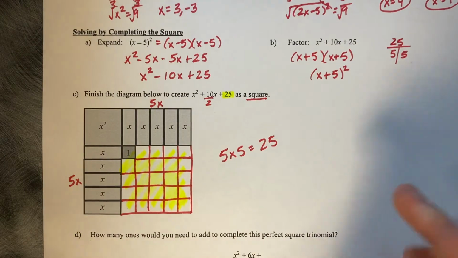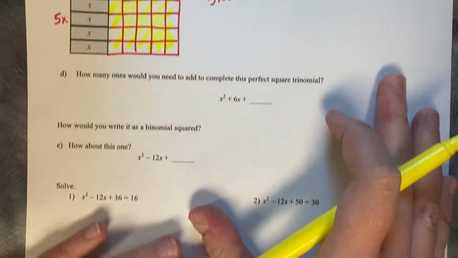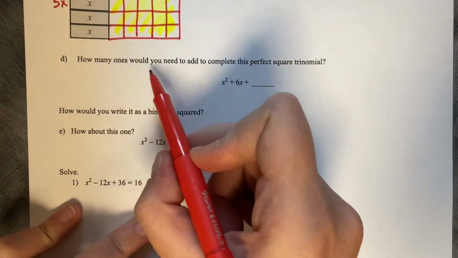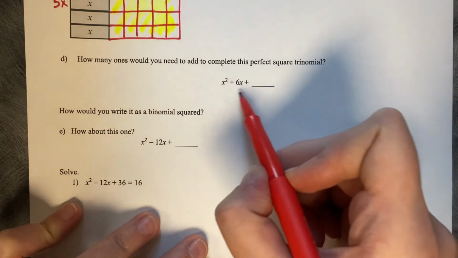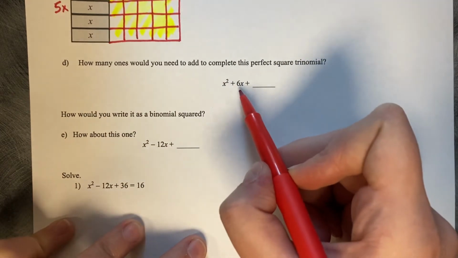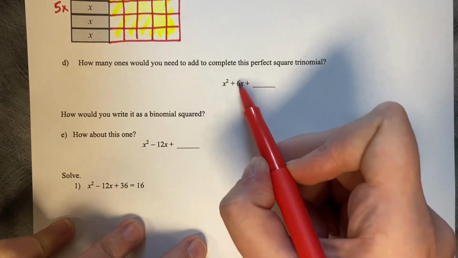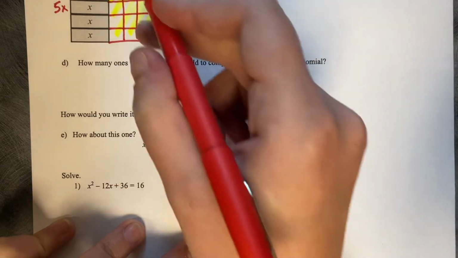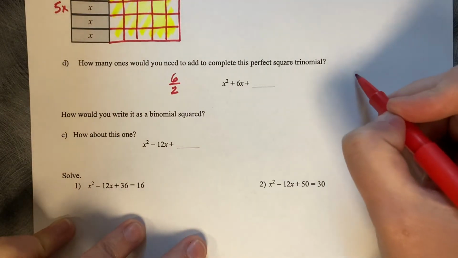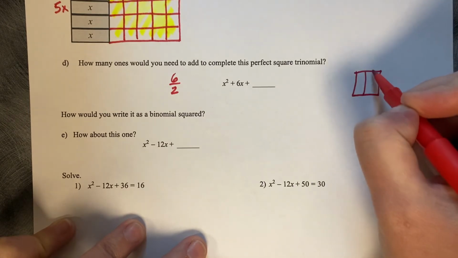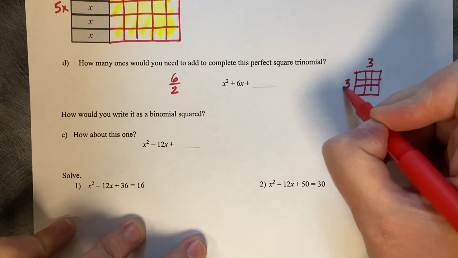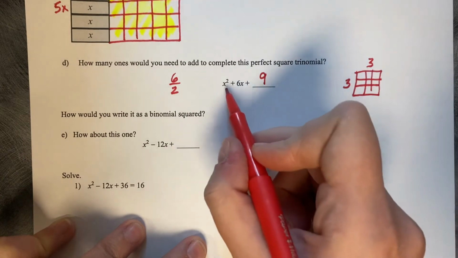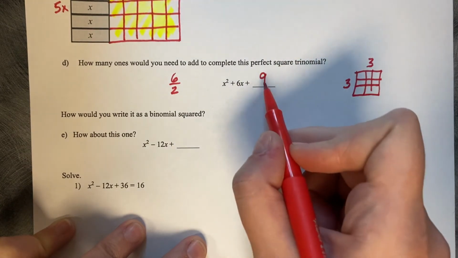complete. So let's try to do one that doesn't have a diagram. Let's just visualize in our minds what would happen. It says, how many ones would you need to add in order to complete this perfect square trinomial? So I have two chunks of it, x squared and a 6x. If we're trying to make it a square, what are we going to do with the 6? We're going to divide the 6 by 2 to make it a 3 and a 3, similar to what we had before. So then it's going to be a 3 by 3, which is going to make our perfect square trinomial value 9. So x squared plus 6x plus 9 is a perfect square trinomial.